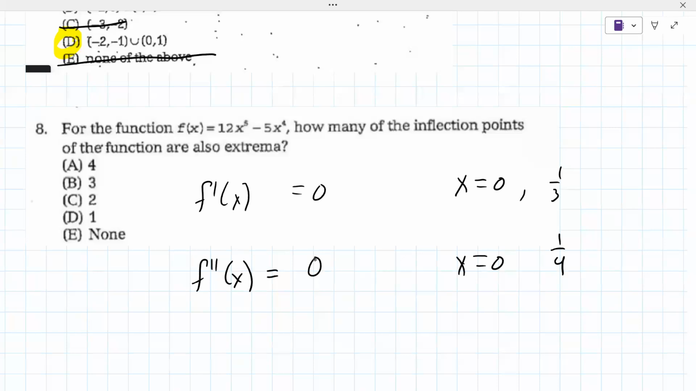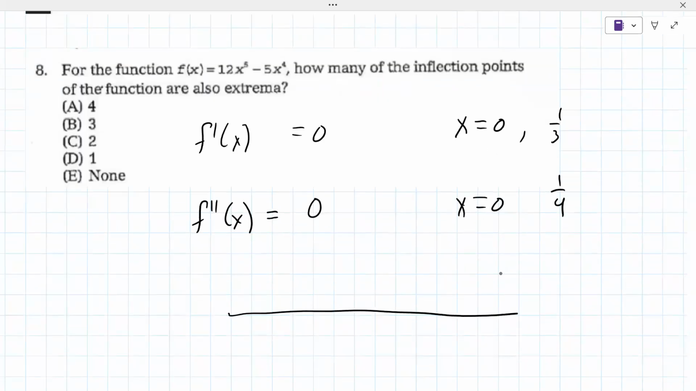All right. So how many are the same? And how many are actually inflection points? So you have to be really careful here. You really have to evaluate the second derivative and make sure that it's actually a critical point. These are just possible critical points, or I'm sorry, inflection points. You have to make sure that the sign changes there. So you really want to test the points in the second derivative.